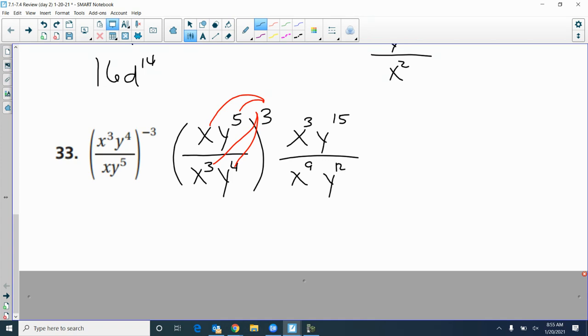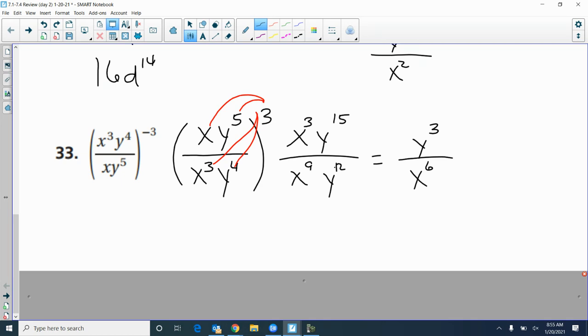Okay, there's my power to power step. And now I have to do my division step. More x's on the bottom, that's where they're going to stay. Okay, I have x to the 6. All right, 9 minus 3. Now, for the y's, it's going to be 15 minus 12. And there's more up here, so they stay up here. So y to the third. Okay?